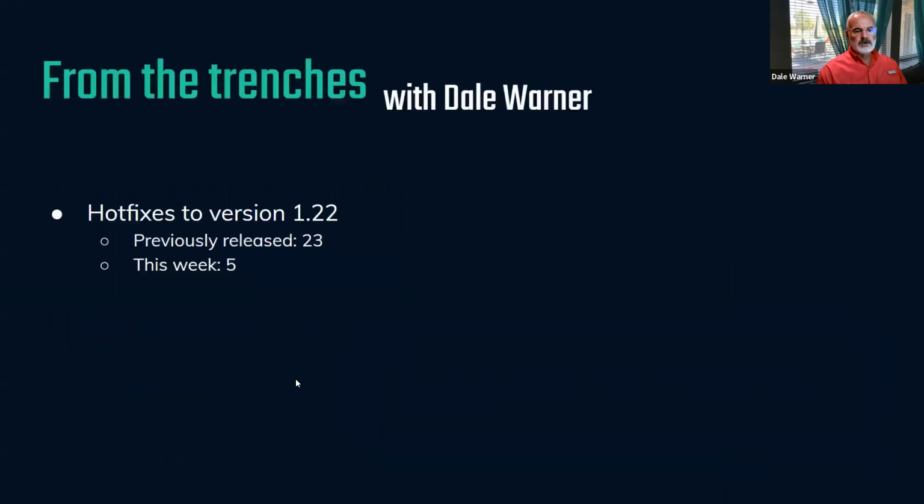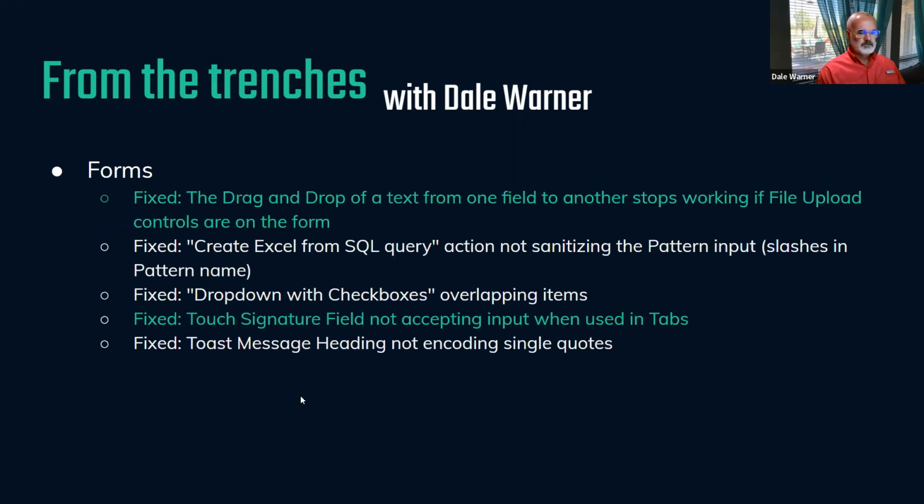With that, we'll jump right into From the Trenches. We are at the very end of our 1.22 development and release cycle, meaning we're still releasing hotfixes to version 1.22. There are 23 releases previous to today, and this week there's 5 new ones.